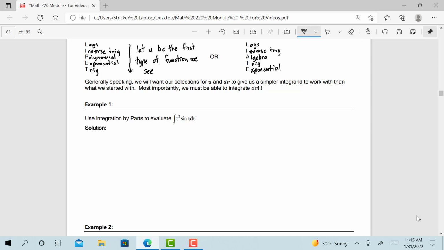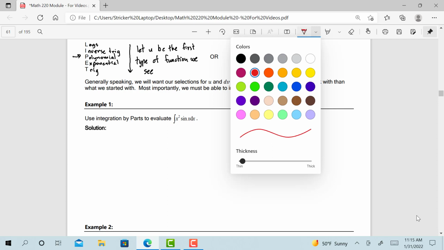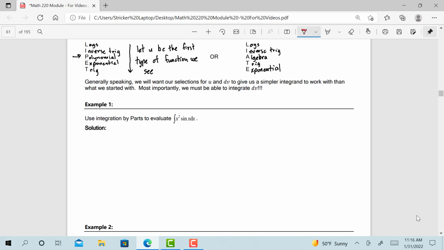for u. So we have a polynomial function here, x squared, and then we have a trig function, sine x. Since polynomials come first on the list, we are going to let u be our polynomial function of x squared. So we're going to let u equal x squared, which means dv must be the leftover part, which is sine x times dx.